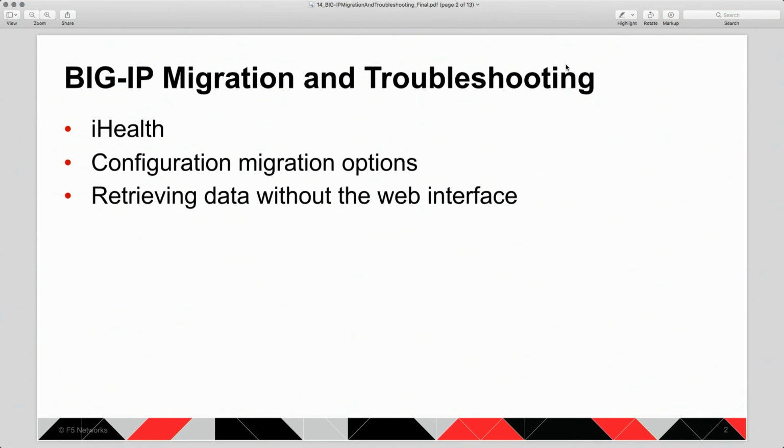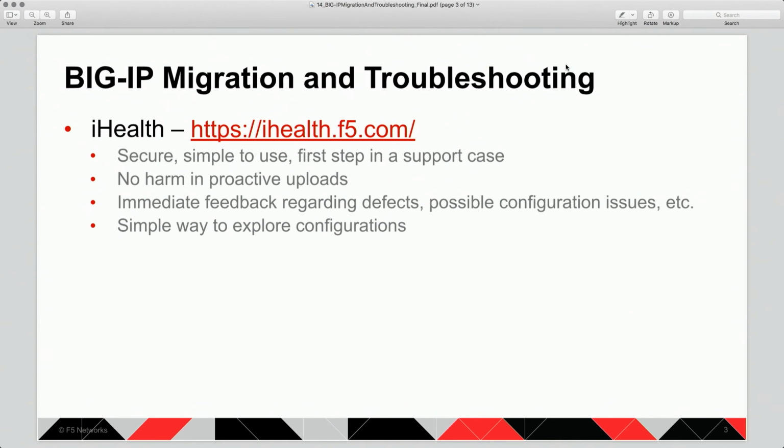So let's begin. iHealth, if you've never been there, ihealth.f5.com. It is disturbingly simple to use. You literally just create a QKview on the machine, and then you can either upload it directly from the machine, or you can drag it locally if your machine doesn't have outbound internet access and upload it.